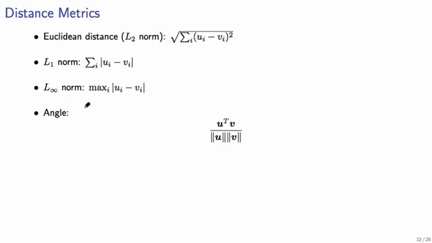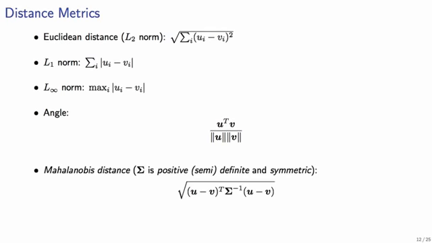Then we can also measure the angle between two feature vectors, or we could compute the so-called Mahalanobis distance. While its equation looks a bit involved, essentially, this is just a linear transformation of our feature points, and then the computation of Euclidean distance in that transformed space. We will see why in a minute. But first, let's visually look at these different distance metrics.